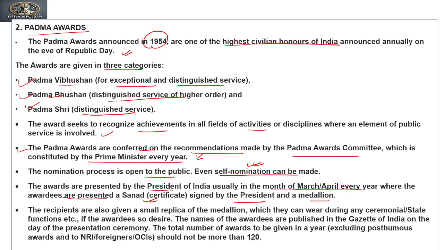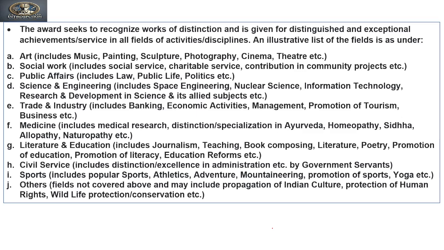The recipients are also given a small replica of the medallion which they can wear during any ceremonial or state functions. If the awardees so desire, the names of the awardees are published in the Gazette of India on the day of the presentation ceremony. The total number of awards to be given in a year, excluding posthumous awards and NRI or foreign awardees, should not be more than 120. Clear?